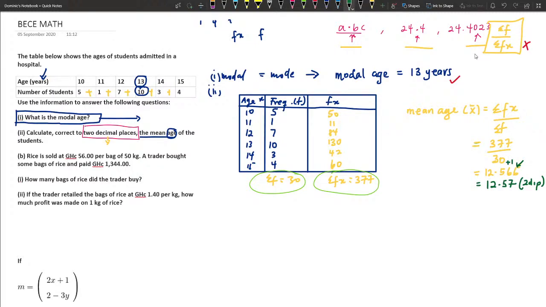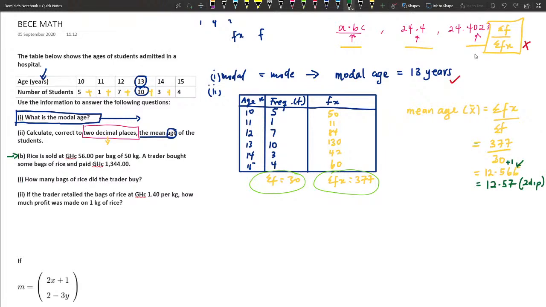Now moving on, we have question B. Question B states that rice is sold at 56 Ghana cedis per bag of 50 kilos. So there's a condition here. For every 50 kilos, the price is 56 Ghana cedis per bag. A trader bought the same rice and paid 1,344 Ghana cedis. How many bags of rice did the trader buy?